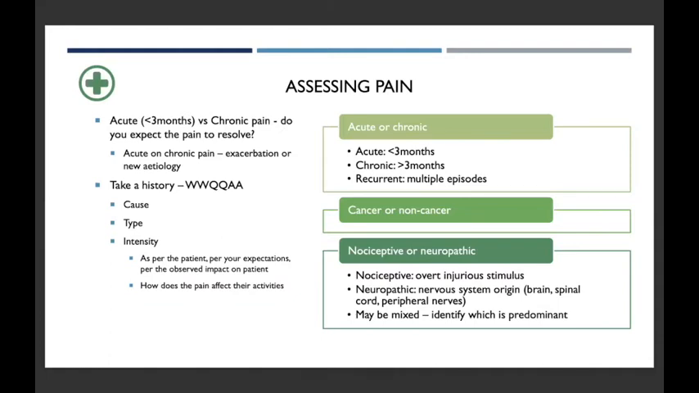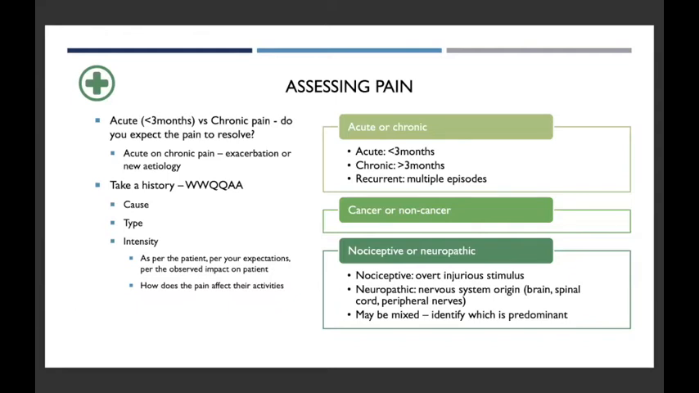In terms of taking a history, make sure you take a thorough one. You know how to do that really well by this point in the course, but elicit what's actually causing this pain. What type of pain is it? Is it a nociceptive origin, so an injurious stimulus that's occurring, some sort of pathology there, or is it neuropathic in terms of the nervous system? So the typical ones are the weak, the tingling, the sharp pain. Sorry, not the sharp pain.